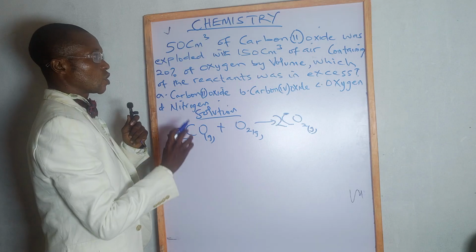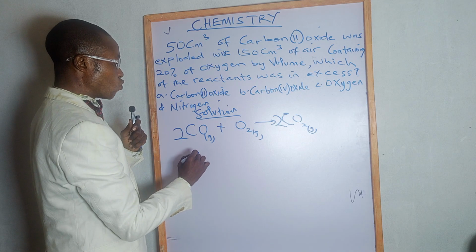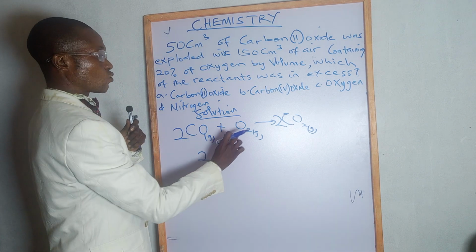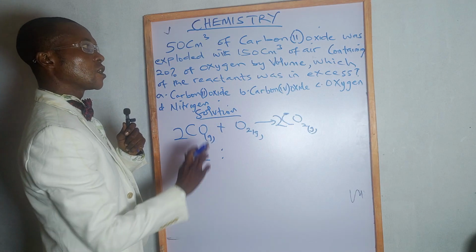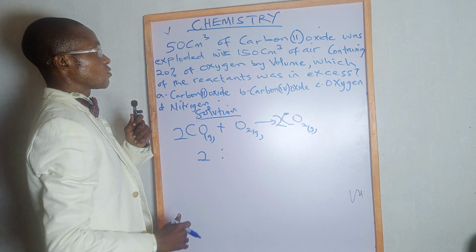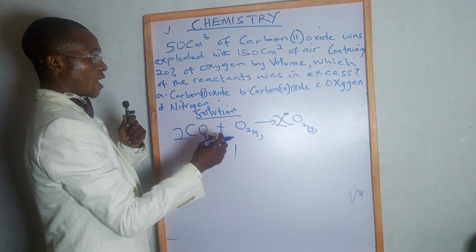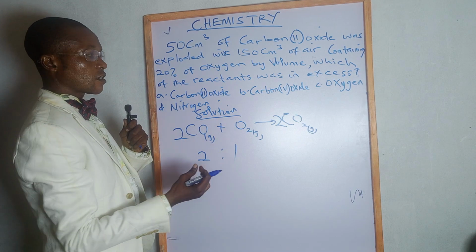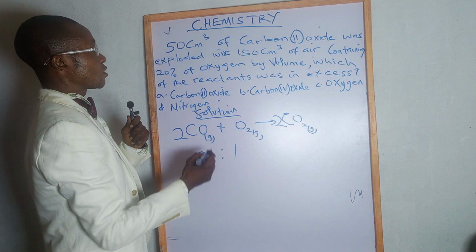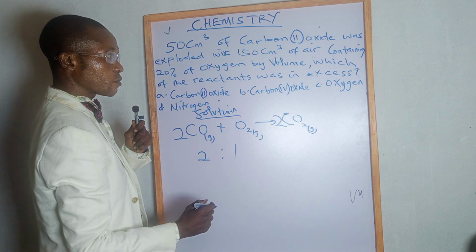Having done that, it follows stoichiometrically that 2 moles of CO, carbon monoxide, should react with 1 mole of oxygen. Now back to the question, we are given 150 cm³ of air containing 20% of oxygen. Remember, the active element that will react with CO is oxygen, and the percentage composition of oxygen in here is 20%.